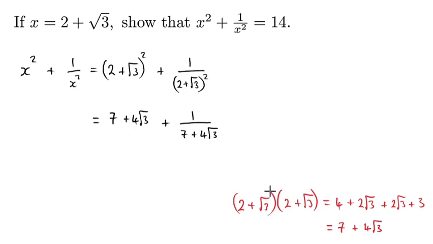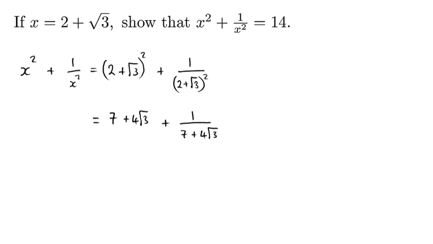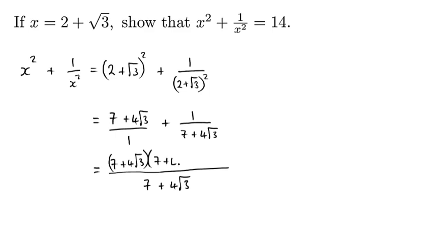Alright, so at this stage, how can we combine these two? We can do it like this. We can say the first fraction has a denominator 1. So the common denominator here is 7 plus 4 root 3. So if 1 goes into this, we'll get this. So the numerator there will be 7 plus 4 root 3 multiplied by itself. The second fraction, if this denominator goes into the common denominator, we get 1. 1 times 1 is 1.